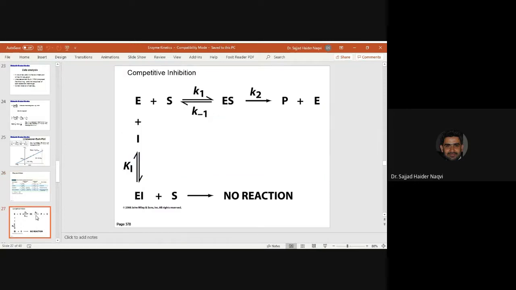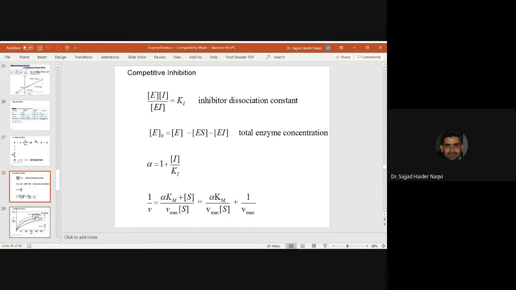So this is the explanation of these inhibitions a little bit in a more detailed way. In competitive inhibition, it's quite simple. Enzyme binds with the substrate. Enzyme can bind with the inhibitor. So the inhibitor is competing with the substrate, right? If the inhibitor binds, it forms an enzyme-inhibitor complex, which results in no reaction. But if the substrate binds, it forms an enzyme-substrate complex, followed by product and enzyme. So I think competitive inhibition is quite simple.